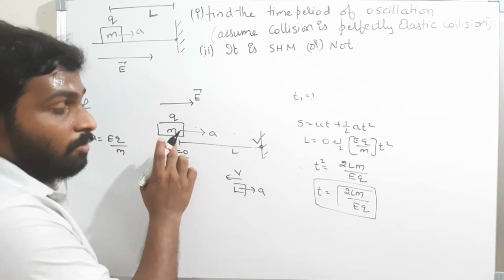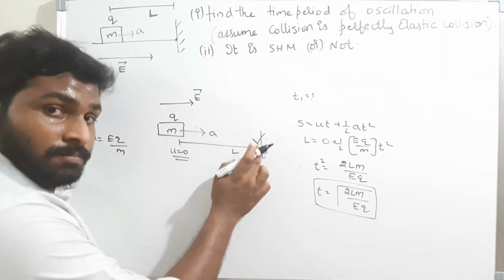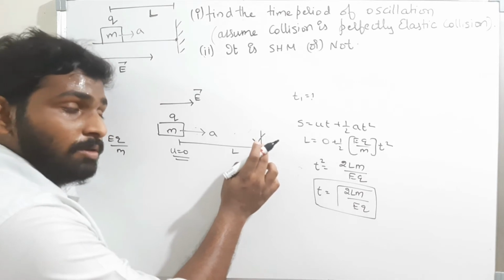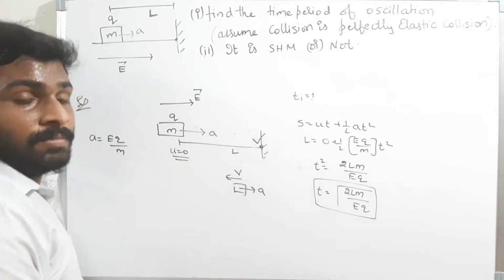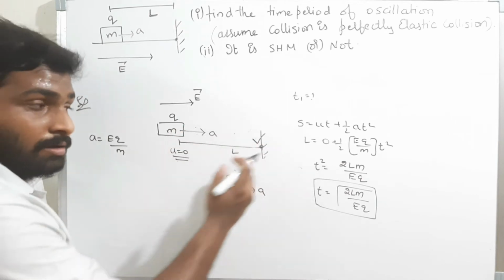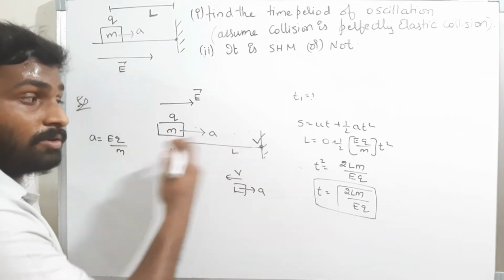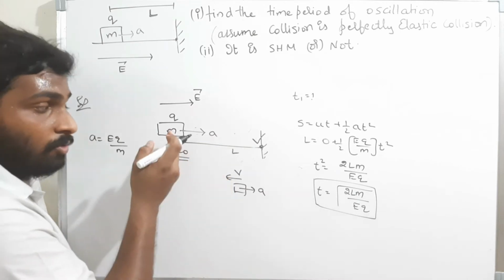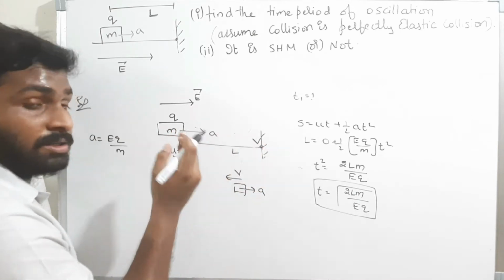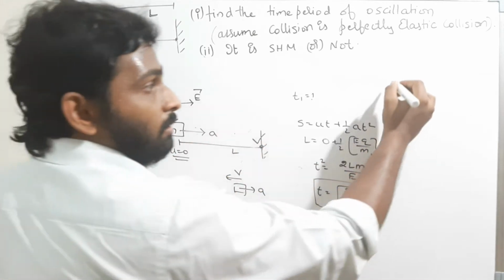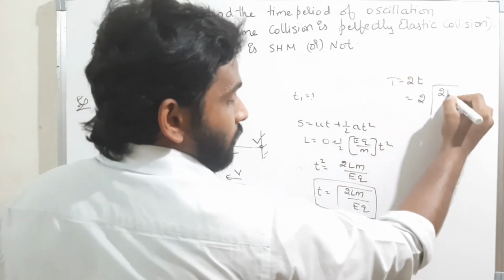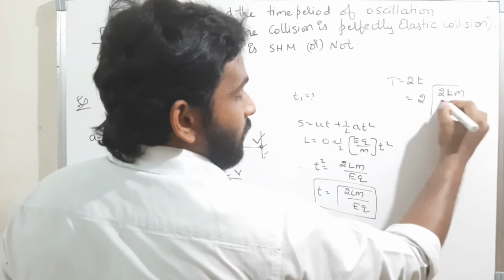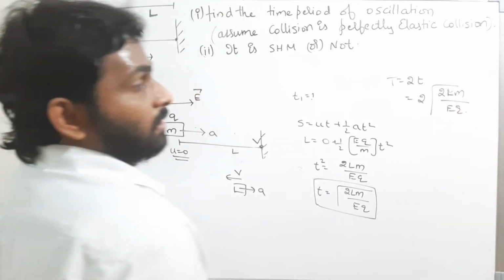The time taken by the body to move from here to there is t. Again, the time taken by the body to move from here to here is t. Therefore, what is the time of collision? t. What is the time of rebound? Again, to come back to the original position, t. What is the time of oscillation? Oscillation is nothing but moving from here to there, and again coming back. That is nothing but oscillation. What is the time period? The time period of the oscillation is nothing but 2 into t. That is nothing but 2 into root of 2Lm by EQ. That is the time period of the oscillation.